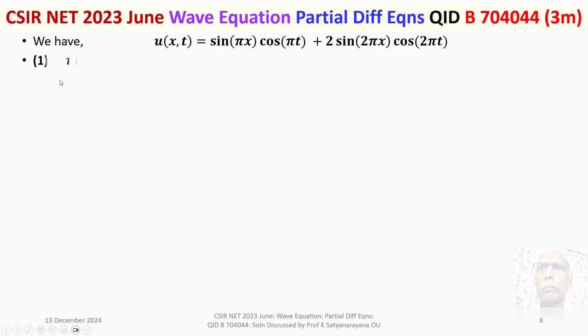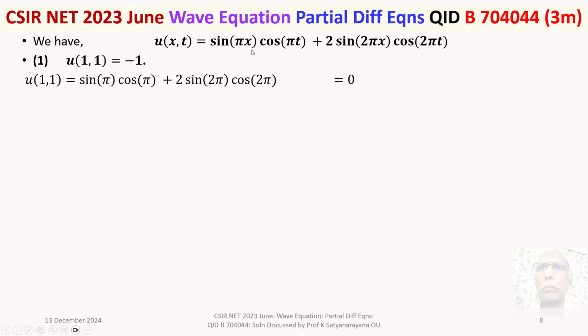So take option 1. u at (1, 1). That means put x is equal to 1, t is equal to 1 in this. Then u(1,1) is equal to sin pi into cos pi plus 2 sin 2 pi into cos 2 pi. Sin pi is 0, sin 2 pi is 0, therefore it's 0. But it is given minus 1. Therefore, option 1 is not true.